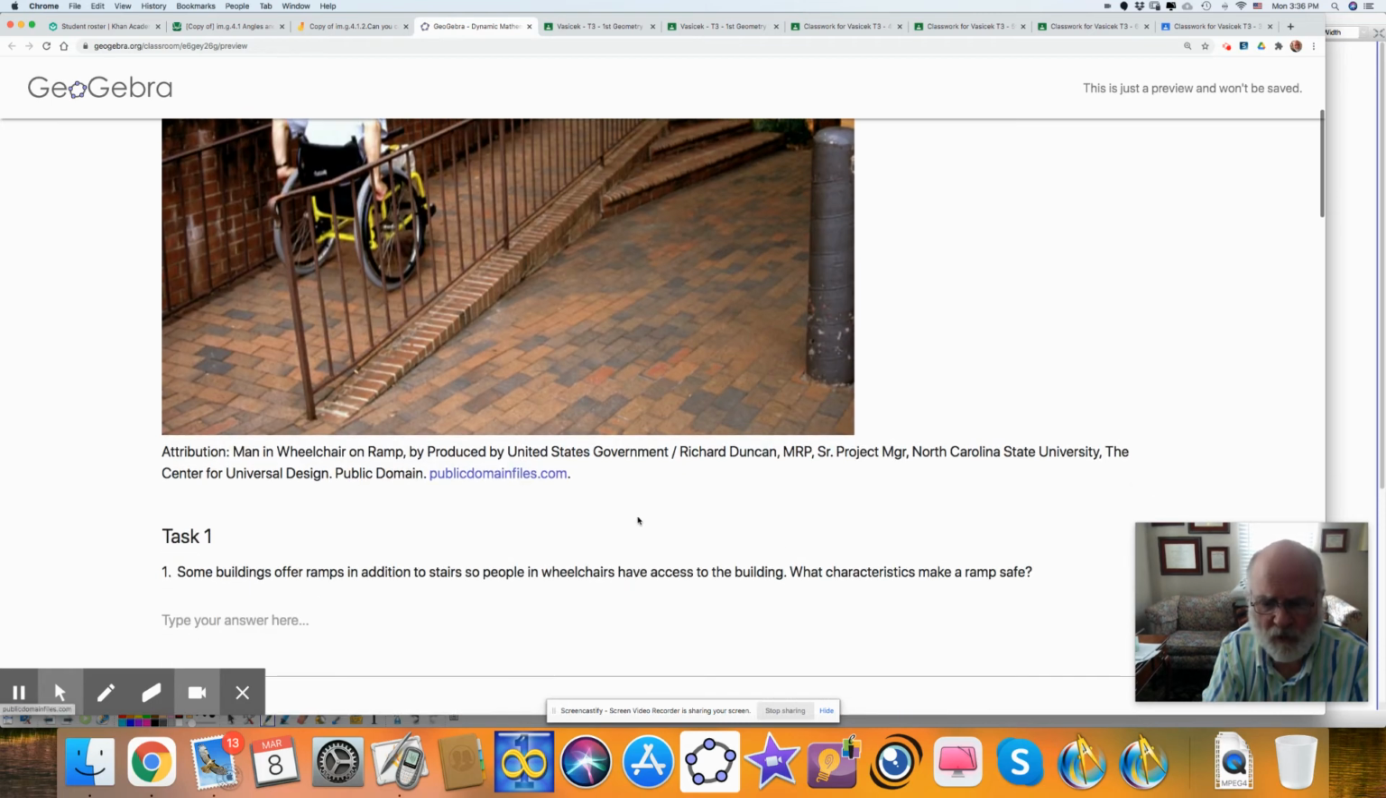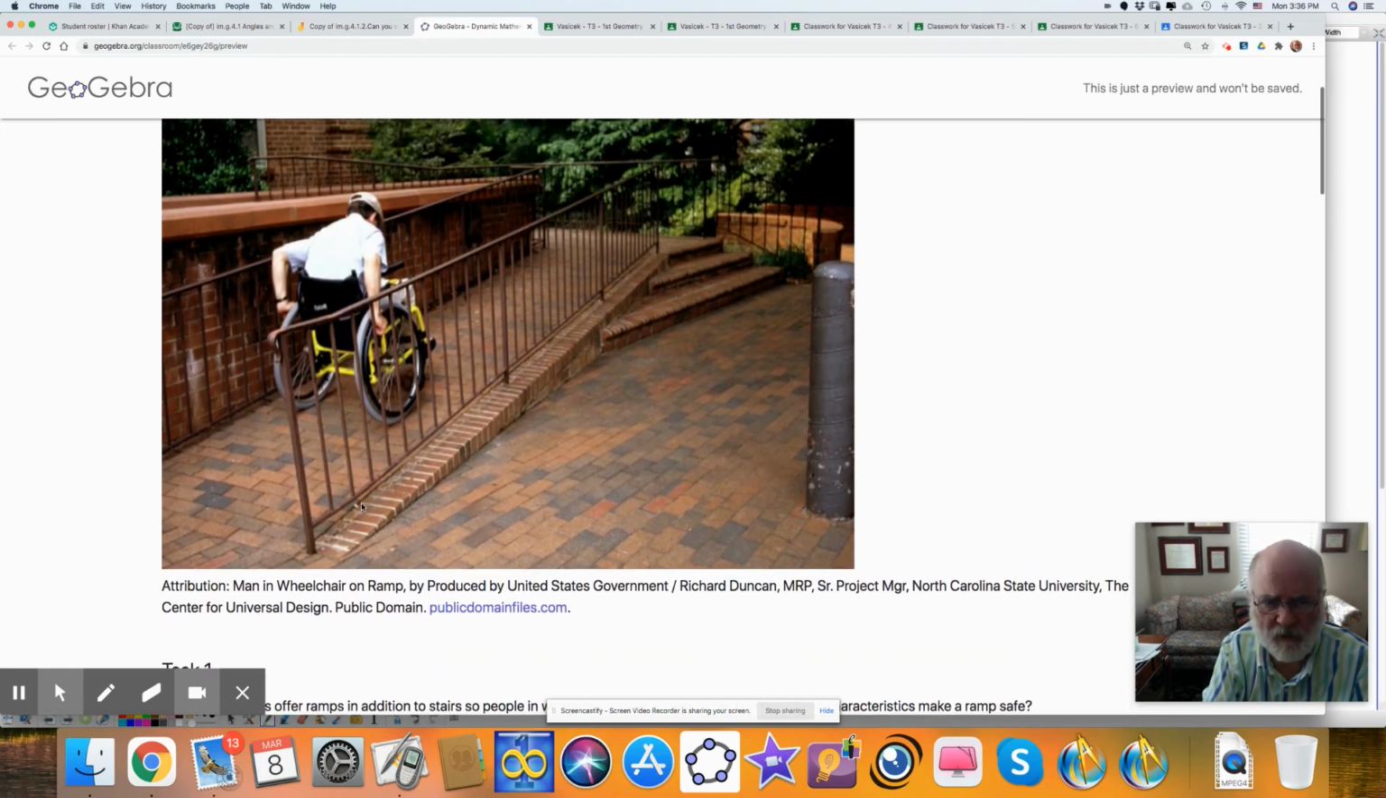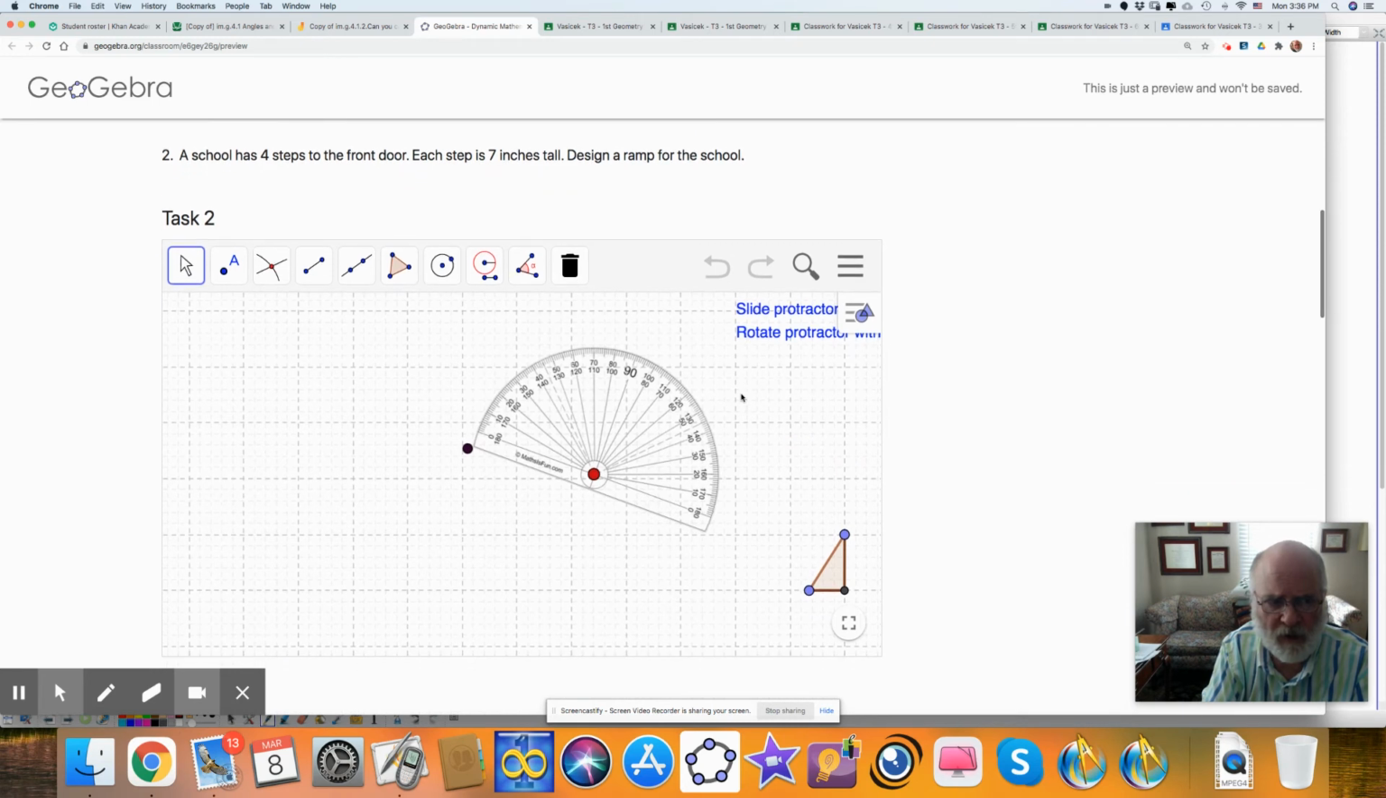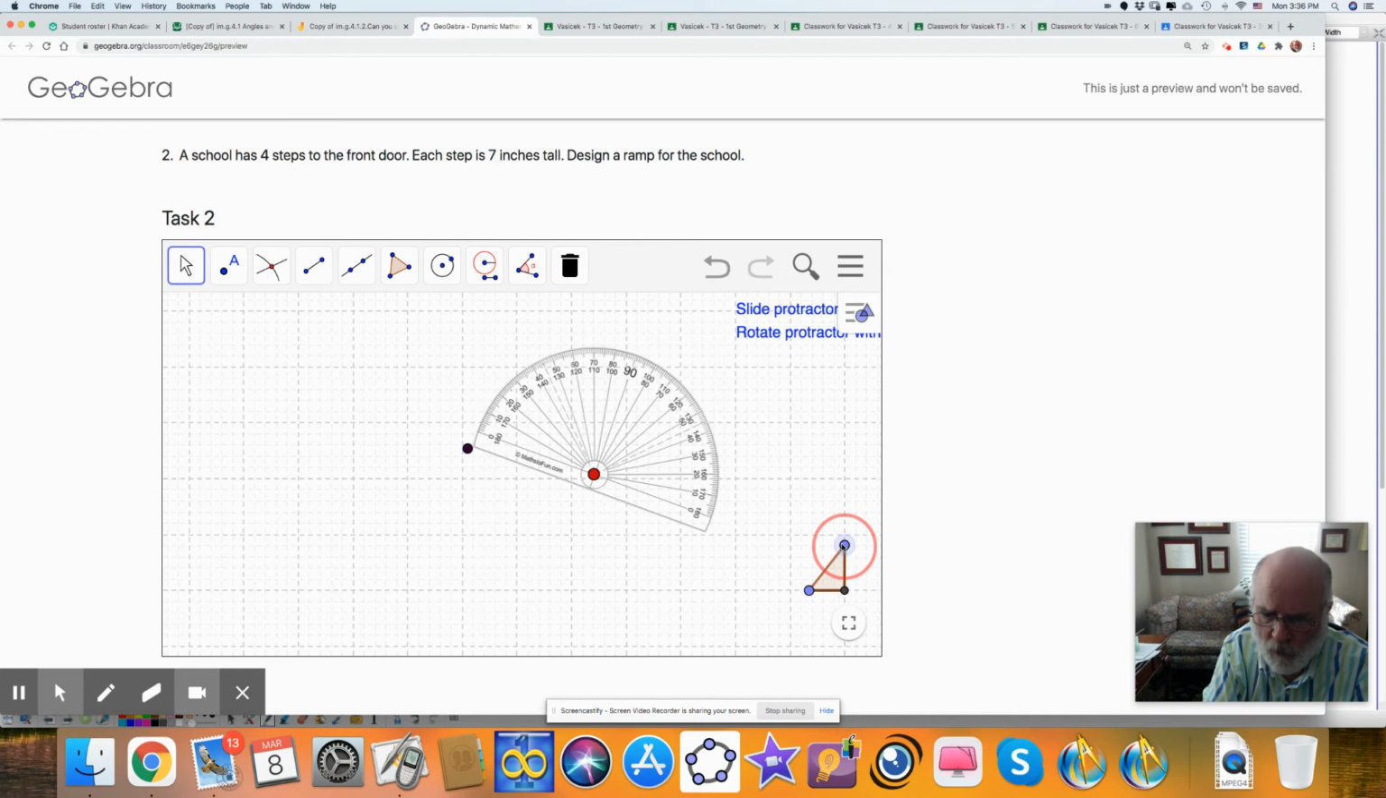And so maybe I ask you the question, what do you think makes a safe ramp? What has to be true for it to be a safe ramp? What guidelines would you create if you were doing it? And here we said a school has 4 steps to the front door. So I'm going to make this 1, 2, 3, 4.